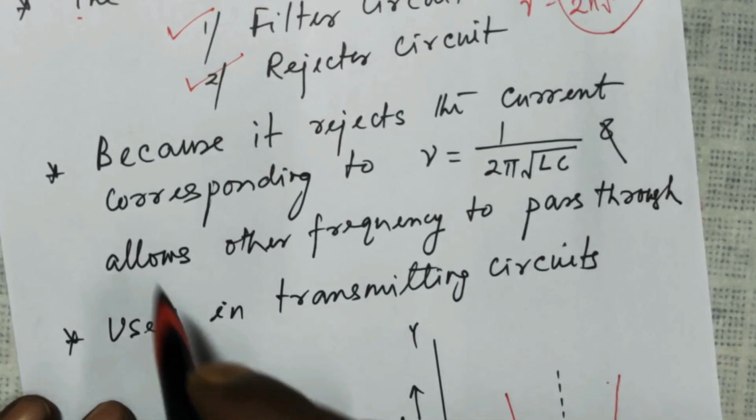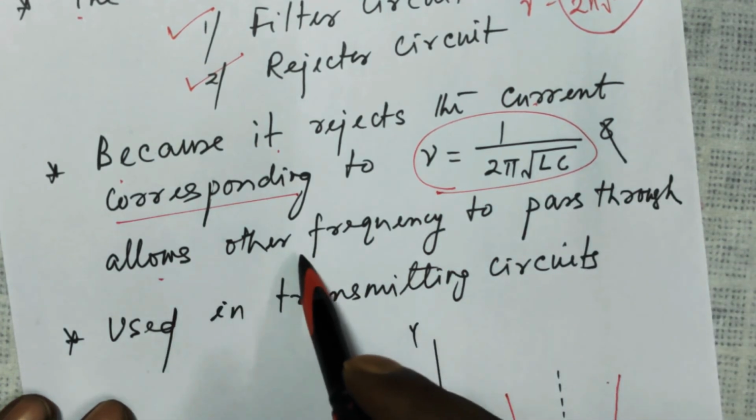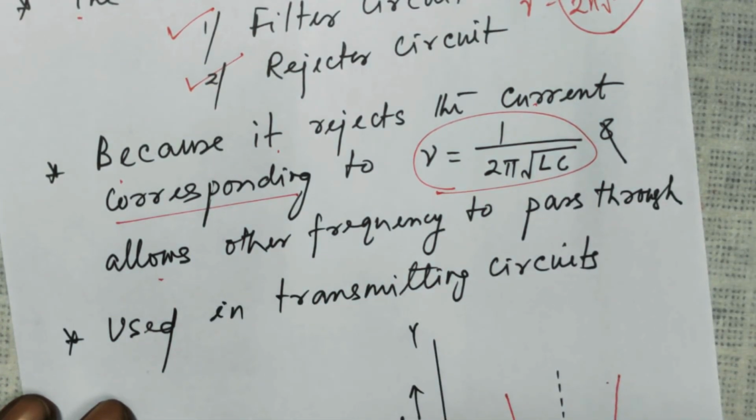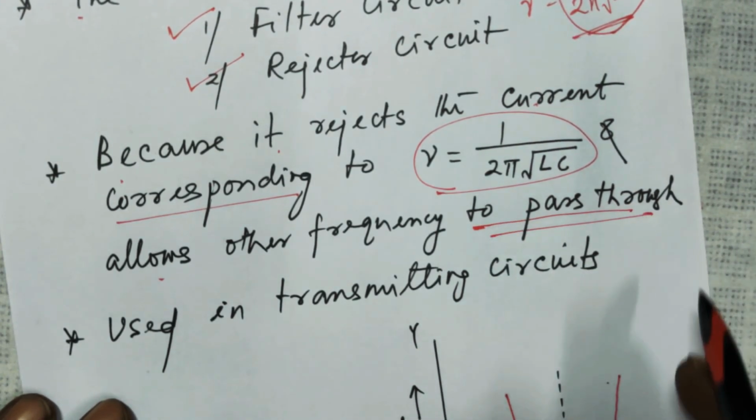So what is the conclusion? Because it rejects the current corresponding to this frequency and allows other currents associated with other frequencies to pass through.